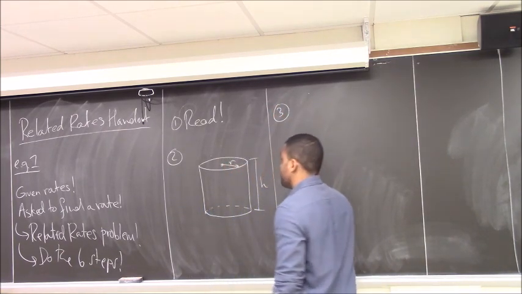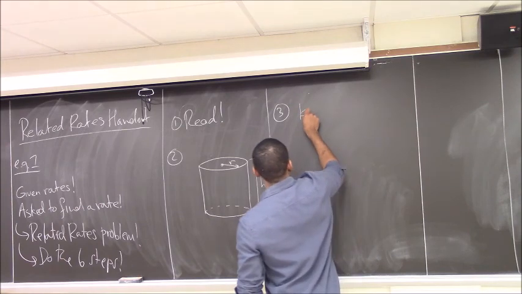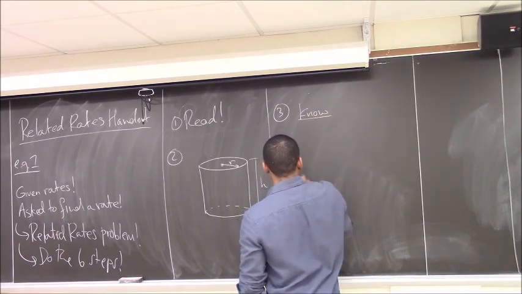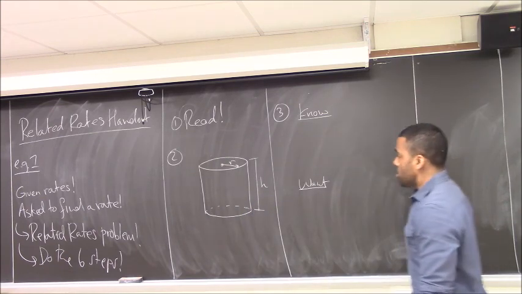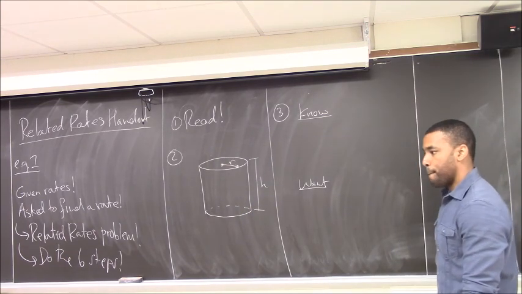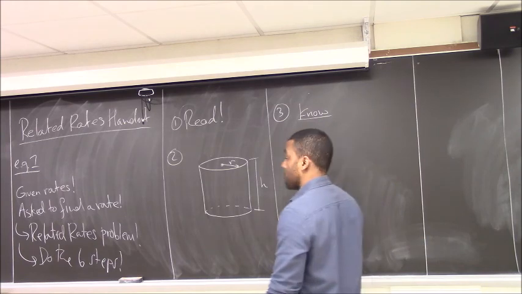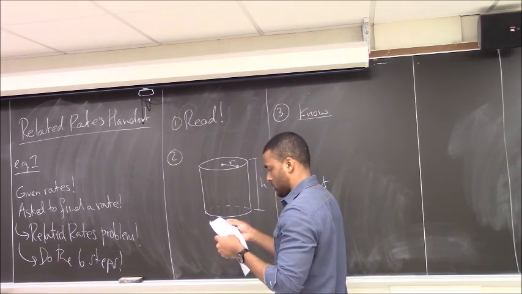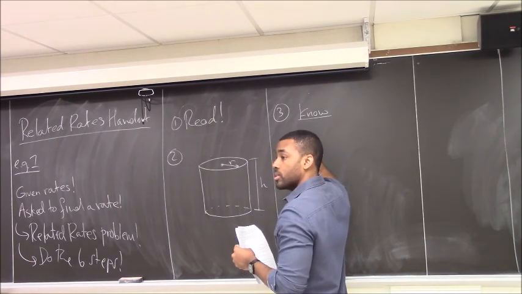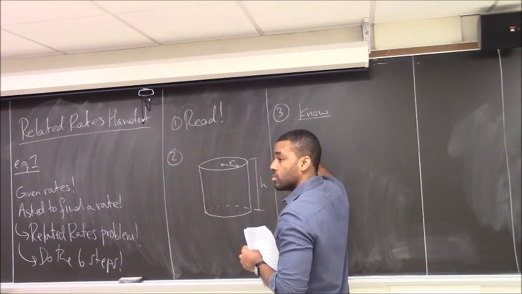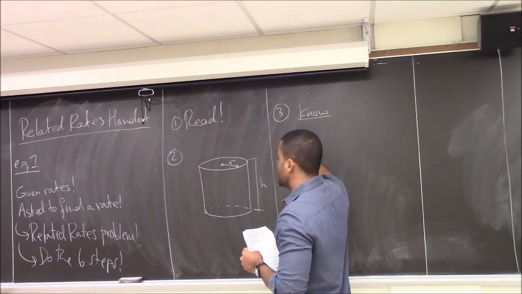Step 3 is to write down what we know and what we want to find. What do we know so far? What are some things that we know? The rates of the increase. The rate. So how can I write that down? Rate of change of r.